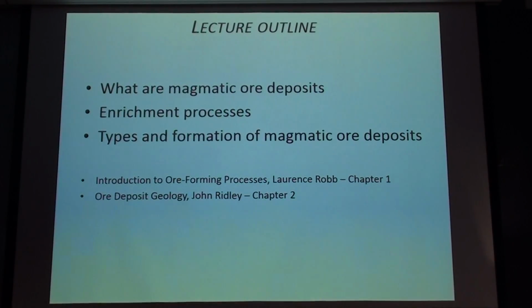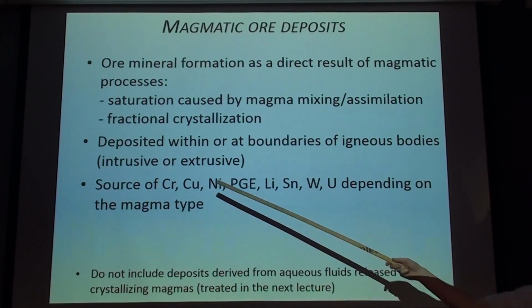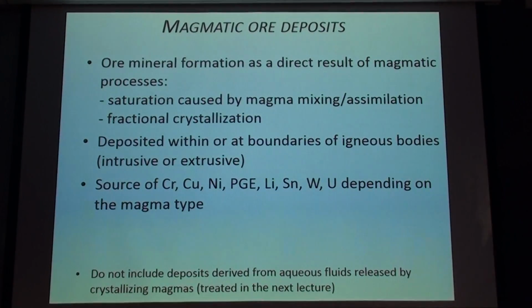So during this lecture we will be looking at what magmatic ore deposits are and the processes that are needed to generate them, and then we will look in a bit more detail at a few examples. Magmatic ore deposits are those deposits formed directly from a magma through a variety of processes such as saturation caused by magma mixing or assimilation or fractional crystallization. Because of their nature, these deposits occur within or at the boundary of igneous bodies, whether these are intrusive or extrusive, it doesn't matter.